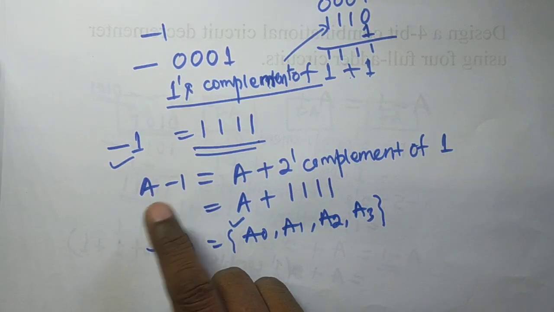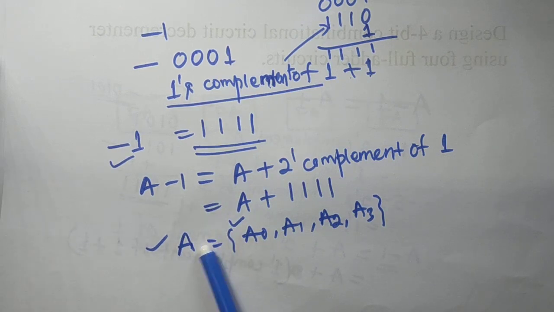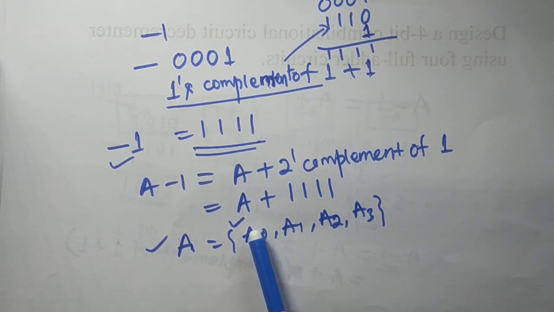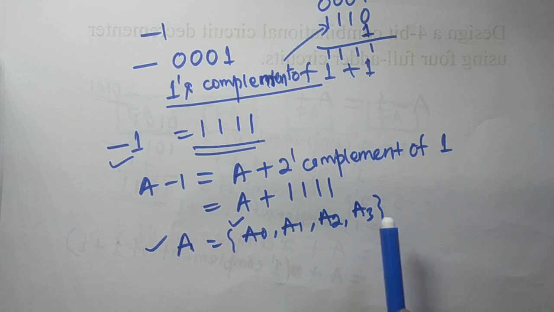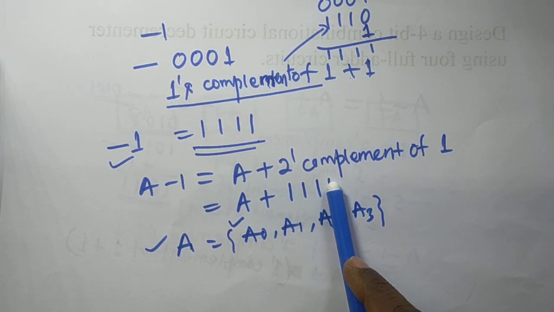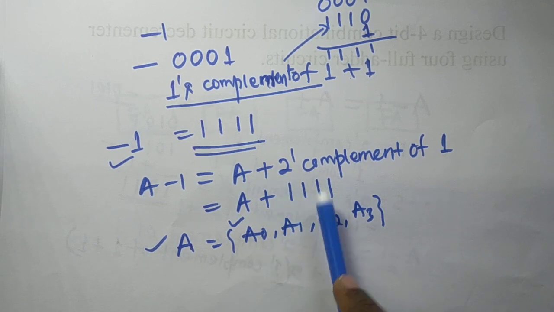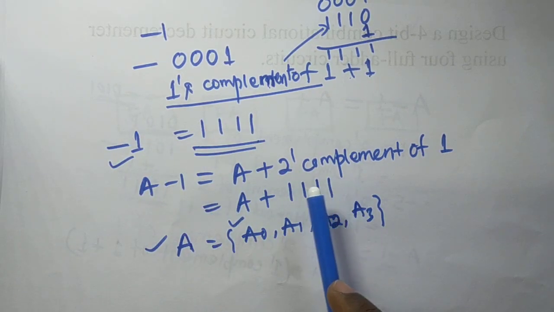A minus 1, B minus 1, C minus 1, any kind of data you can take. It doesn't matter. Whenever you go through that, then what do you do? Consider A having 4 bits: A0, A1, A2, A3. Another input is 4 bits 1, 1, 1, 1, because we consider minus 1. Minus 1 has 4 bits, 1, 1, 1, 1.